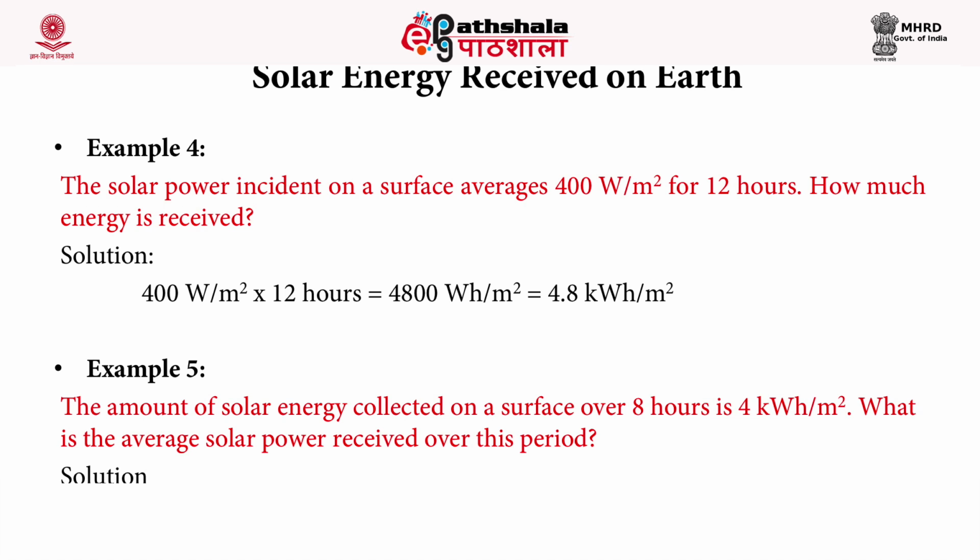Another example: the amount of solar energy collected on a surface of earth over 8 hours is 4 kilowatt hour per meter square. What is the average solar power received over this period? For this, 4 kilowatt hour per meter square divided by the time, that is 8 hours, will give you the average solar power received over this period, which is equal to 500 watt per meter square.